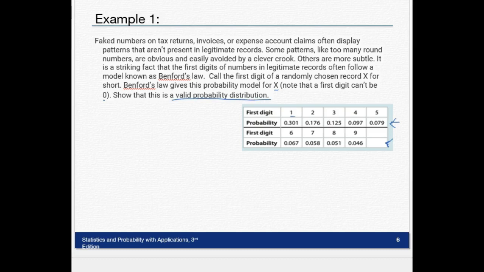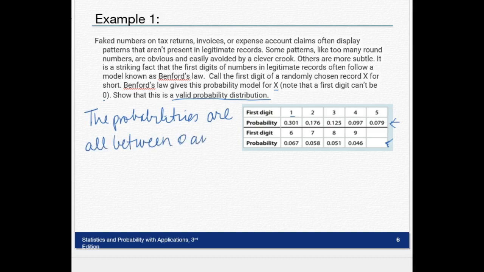So the question says, show that it's a valid probability distribution, okay? Two things I have to show. The first is that all the probabilities are between 0 and 1. And if I look at them, they're all decimals, 0 point something, right? They all meet that criteria. So I first say that the probabilities are all between 0 and 1. That's the first thing I have to make sure of.